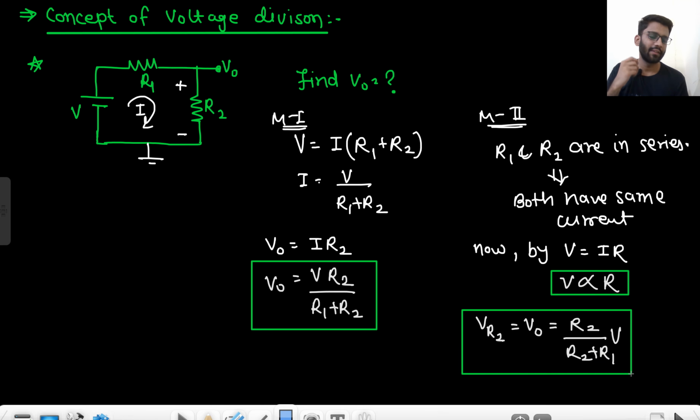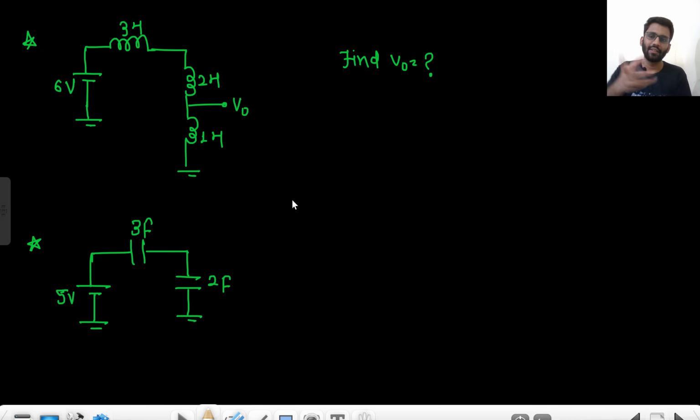Did you get it? In series the current will be same, so your voltage is directly proportional to the resistance. Higher the resistance, more the voltage. That's it. Same goes for inductor, right? Same goes for inductor because resistances and inductors are brothers. Okay. So for inductor, now tell me what will be your V naught voltage?